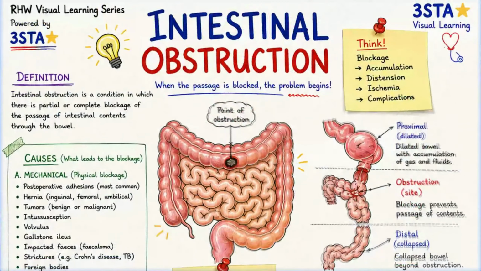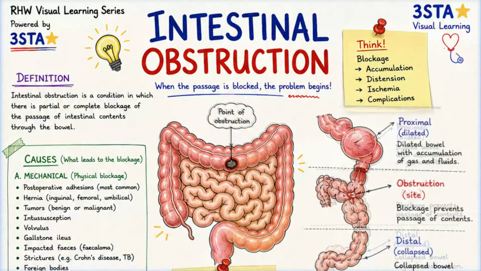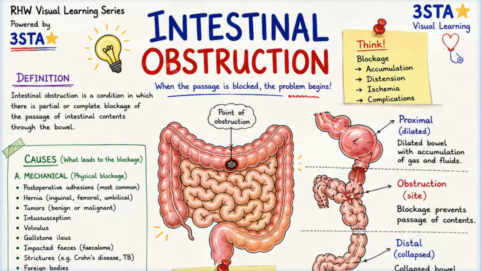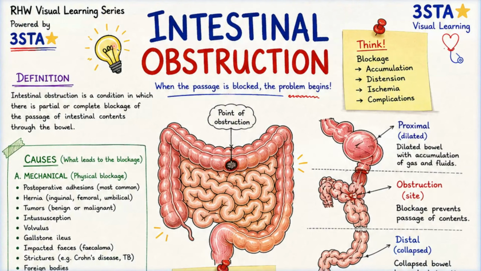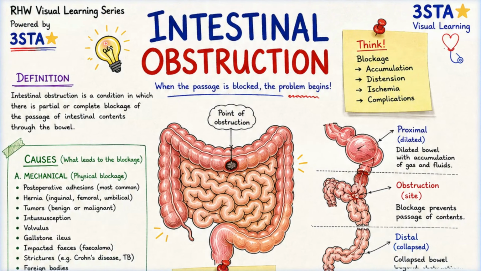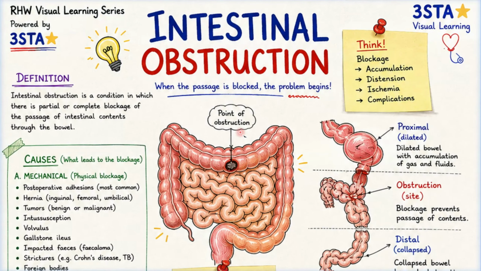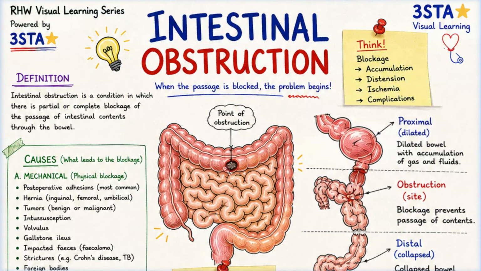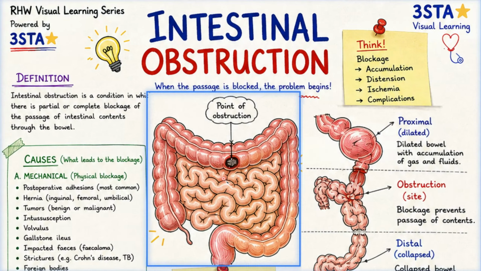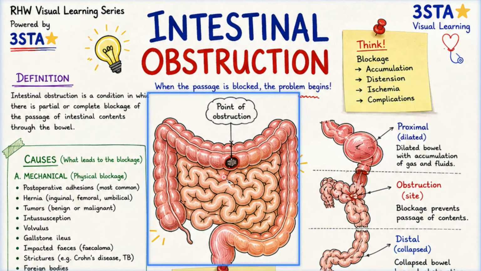Welcome to this clinical masterclass on intestinal obstruction. Intestinal obstruction occurs when there is a partial or complete impairment in the forward passage of digestive contents through the gastrointestinal tract. When this normal anterograde peristaltic movement is halted, the physiological balance of the gut is drastically disrupted.